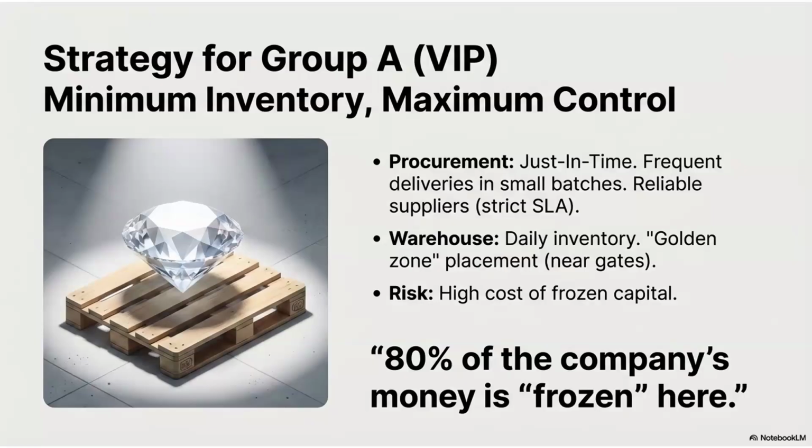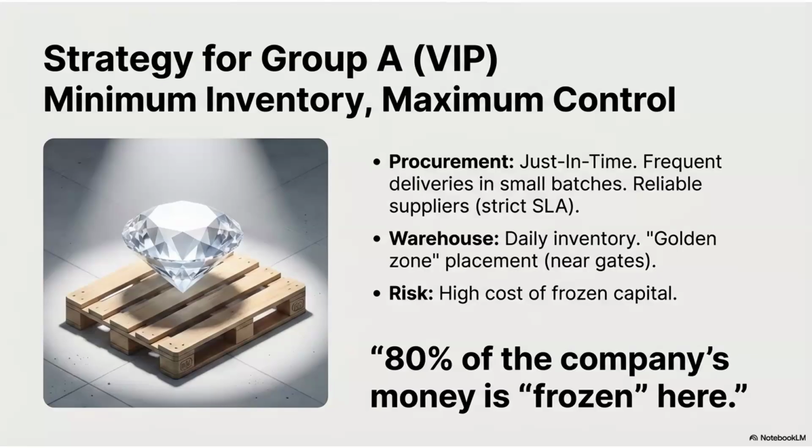Although this is only a small part of the nomenclature, it is here that up to 80% of the company's working capital is frozen. Therefore, the fundamental rule for managing this group is strict minimization of inventory with maximum control. What does this mean in practice? In procurement, such items are ordered very frequently, but in small batches. The ideal approach is to work according to the just-in-time logistics principle, i.e., just-in-time delivery. This approach allows the business to avoid tying up significant financial resources.